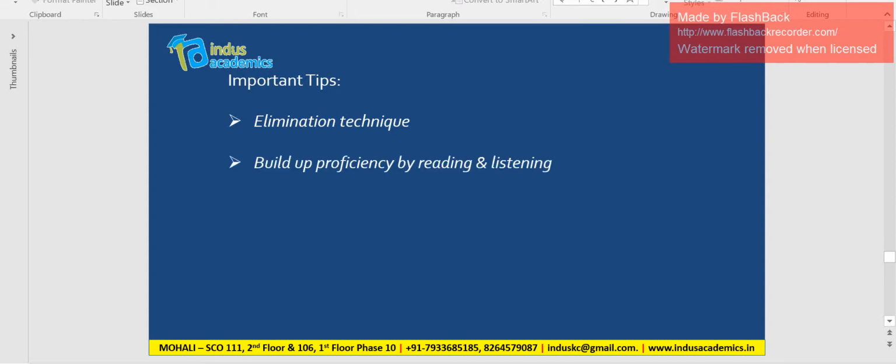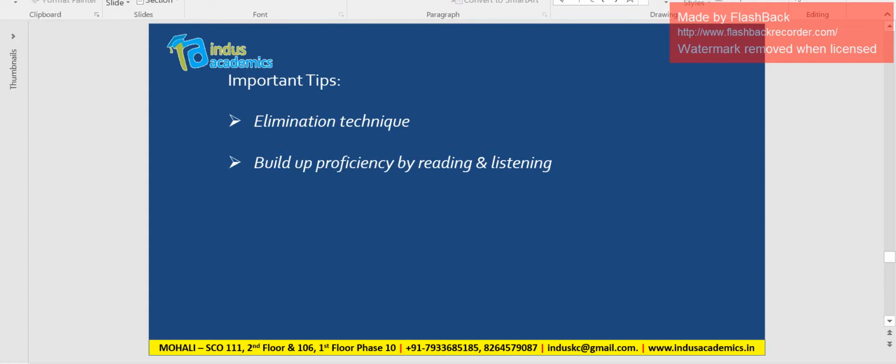Second important tip is to build up your proficiency in the language, which can be done only by reading and listening. Reading English newspapers and listening to English news will not only help you in current affairs, but also help in building a good vocabulary and getting you acquainted with the usage of the words. Now, of course, it cannot be done in a single day or a couple of days, and it will require time. So use whatever time you have in hand wisely.